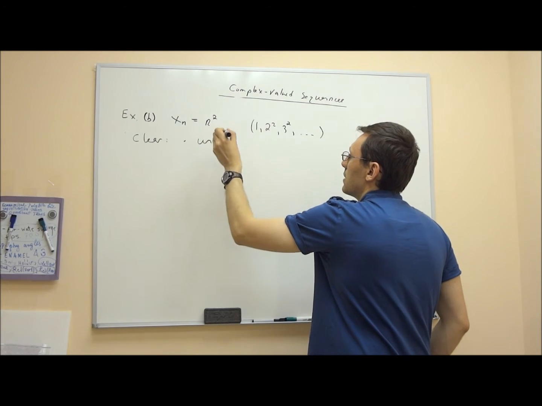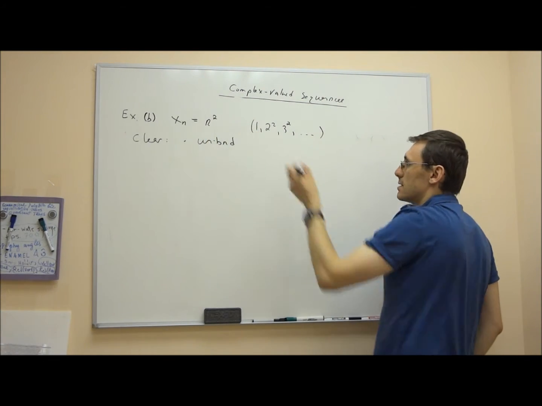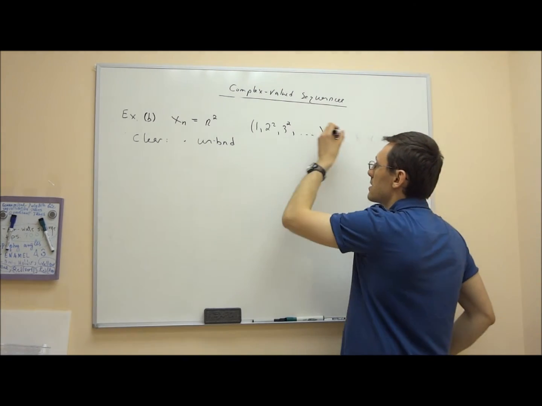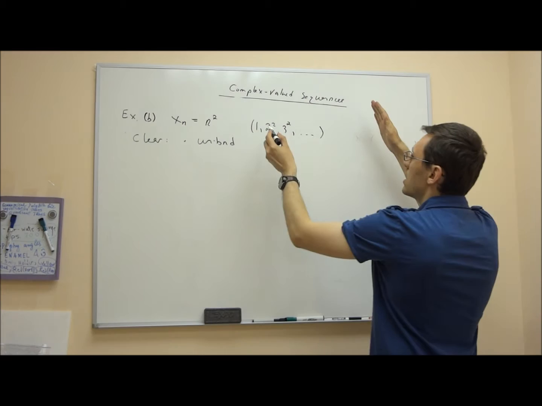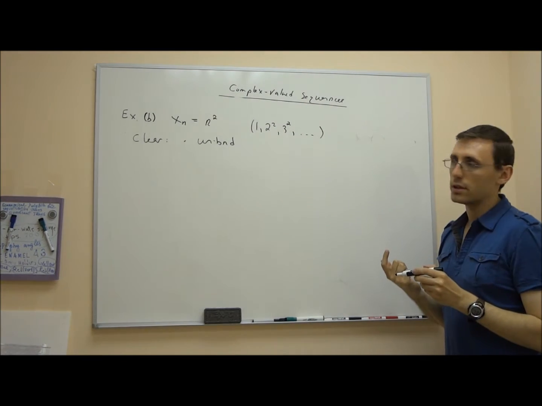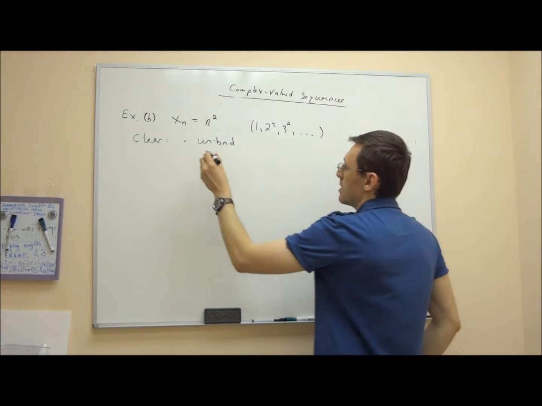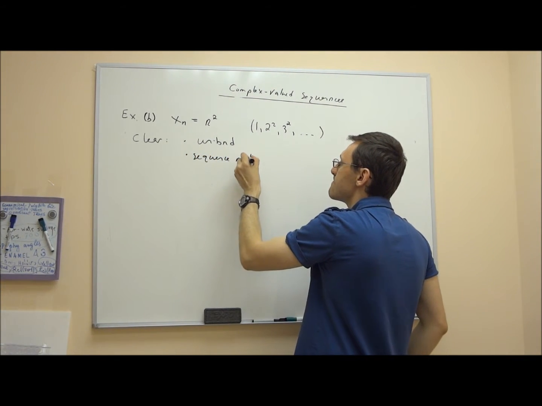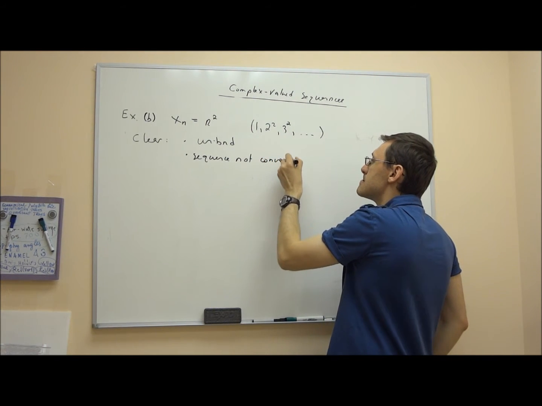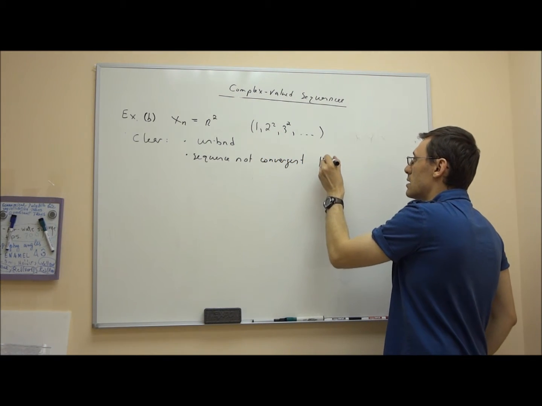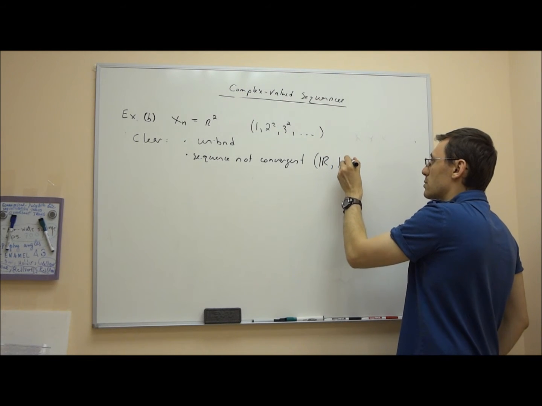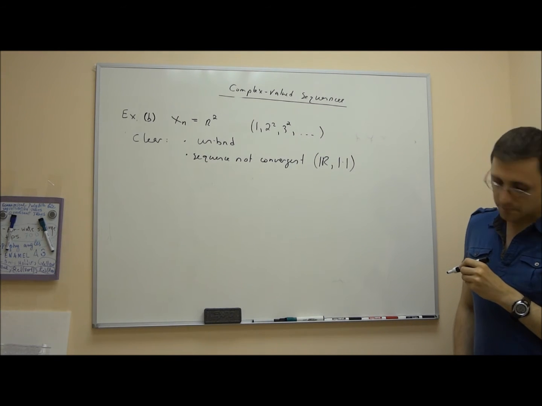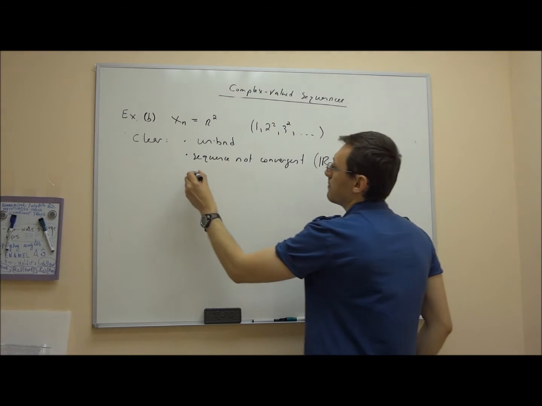So the sequence is unbounded because there is no greatest number. That follows from the Archimedean property. So there is no largest number for which all the terms of the sequence are smaller than it. And this sequence is not convergent. Again, not convergent in R, with the absolute value metric, as we spoke of general sequences. And the range is infinite.